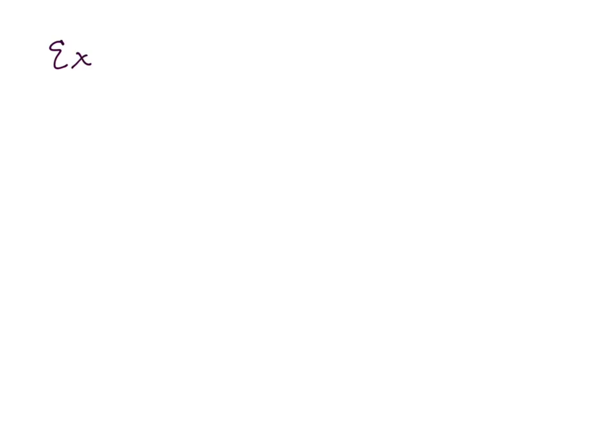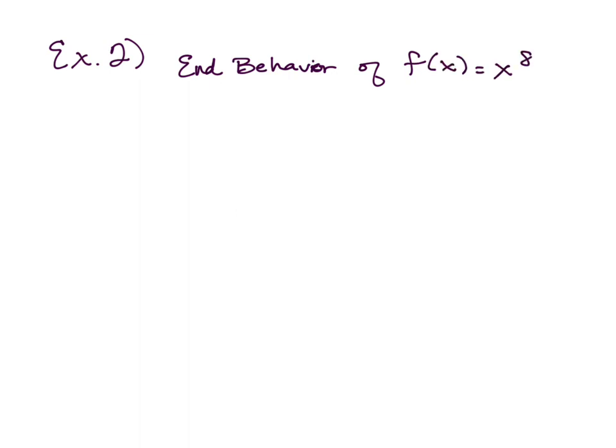All right, example 2. It says describe the end behavior. Describe the end behavior of f of x equals x to the 8th. So without graphing it, without looking at the picture, what do the tails do? They go up, right? So we have to say this.